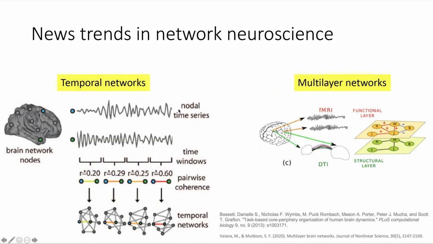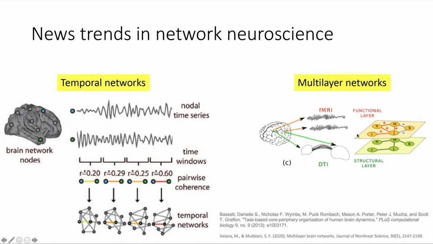Some new trends in network neuroscience are temporal networks. So we no longer take the whole time series and just say, okay, that's one link these two nodes have over the whole time. But actually we take only those time windows and make a small network for every time window. And we then look at how, even over the matter of minutes or seconds, our brain network can actually reorganize.